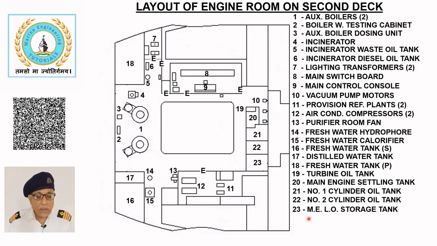Main engine lube oil storage tank. The main engine lubricating oil storage tank, 23, holds lubricating oil required for the voyage, including a complete reserve charge to handle emergencies. It allows the ship to continue the voyage if the sump oil becomes contaminated and unusable.